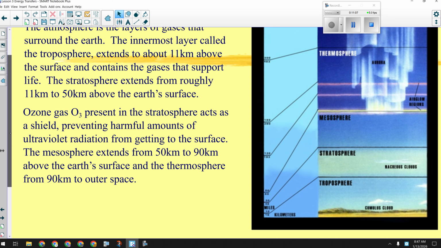Okay? What about in reflection? Will temperature go up if the light just bounces off? No. If it reflects, nothing got absorbed. It simply bounced off. Okay? No energy would be transmitted. Okay, everybody okay with that?